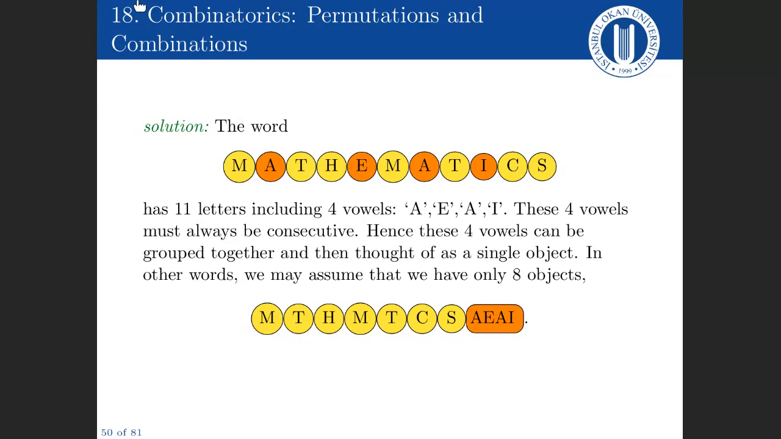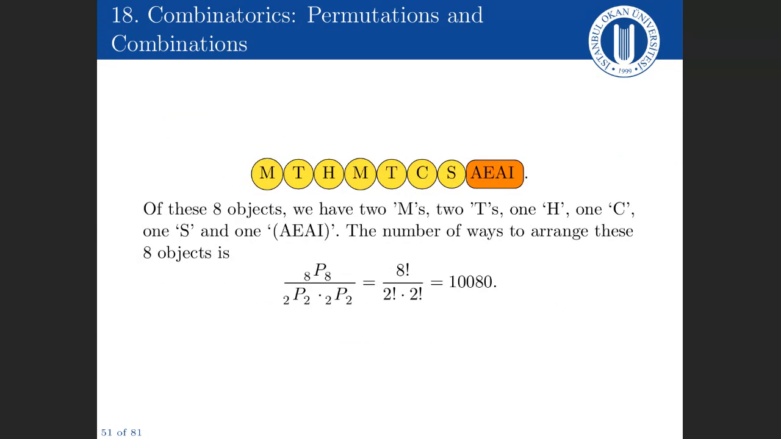To answer this problem, we're going to consider these vowels as a single object. So in other words, instead of thinking of this as 11 objects, we're instead going to think of this problem as having 8 objects. M, T, H, M, T, C, S, and then all of the vowels together. Of these 8 objects, we have 2 M's. We also have 2 T's, 1 H, 1 C, 1 S, and 1 vowel block, A, E, A, I.